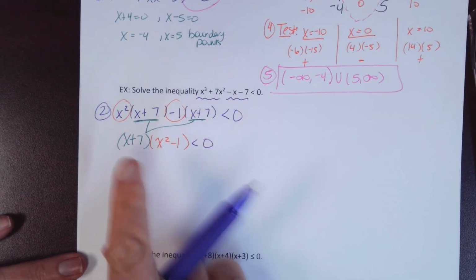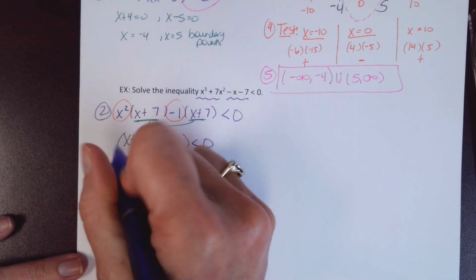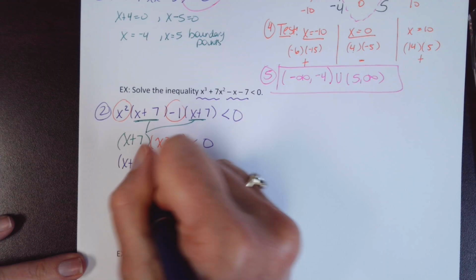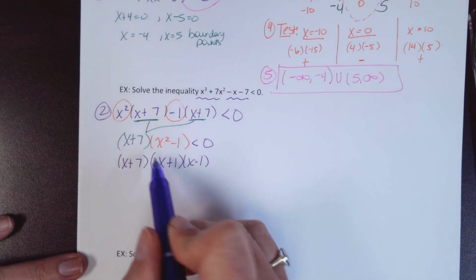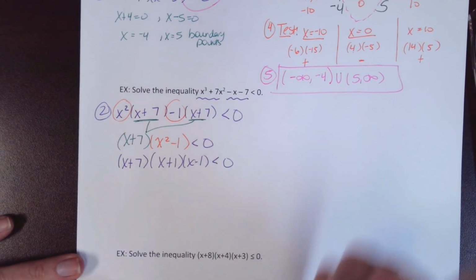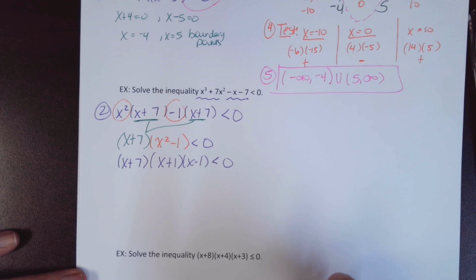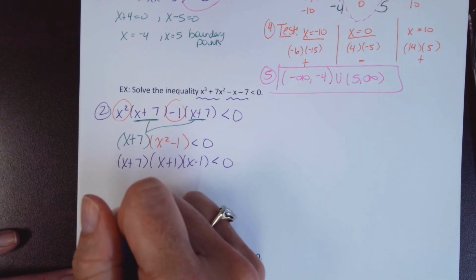I have to factor completely. This is fine. This is difference of squares though. And difference of squares breaks down to give me conjugate pairs: x plus 1, x minus 1. Square root of x squared is x. Square root of 1 is 1. So there I have factored it completely. I take my factors and I set them equal to 0 to find my boundary points.